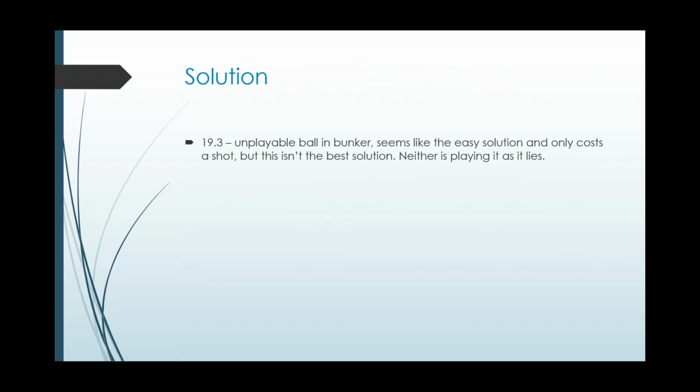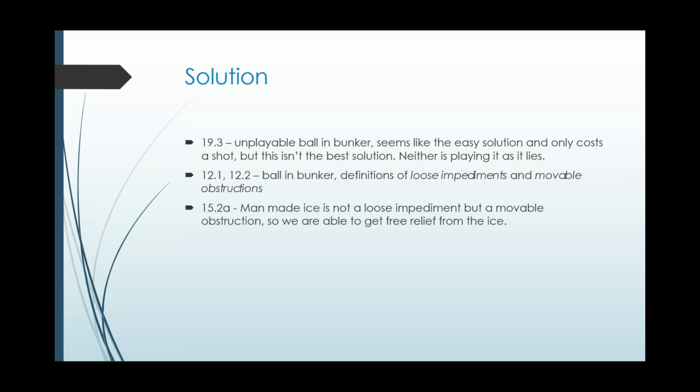So scrolling through the table of contents, going through the index, we bring ourselves to rule 19.3, in which we have release options for an unplayable ball inside of a bunker. So it seems simple, but we also have rules 12.1, 12.2, ball in bunker, and then we have the definitions of loose impediments and movable obstructions inside of the bunker. And then we also have rule 15.2a, which describes that man-made ice is not a loose impediment, but a movable obstruction, which then tells us we're actually able to get free relief from the ice.